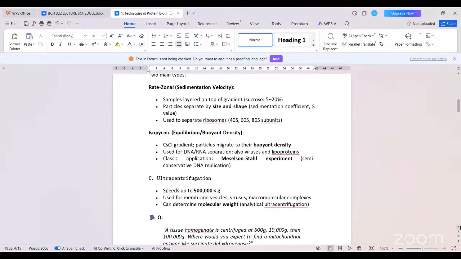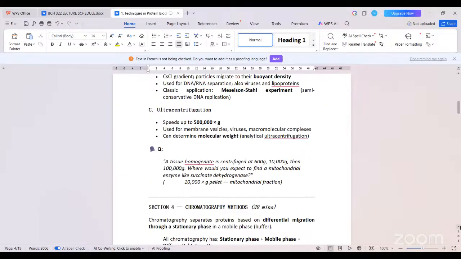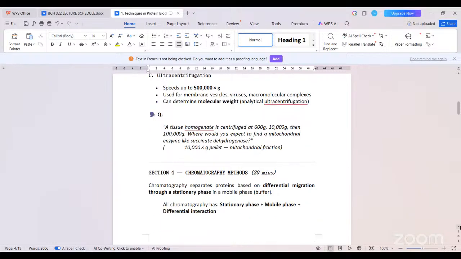And the other one is the isopycnic, which separates RNA and DNA molecules within a sample. The next separation technique is ultracentrifugation. This one separates based on molecular weight of the sample. Then the next separation method is chromatography.